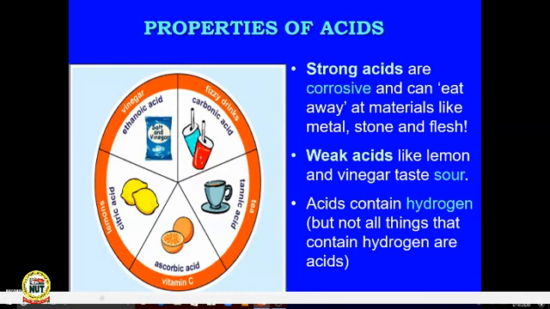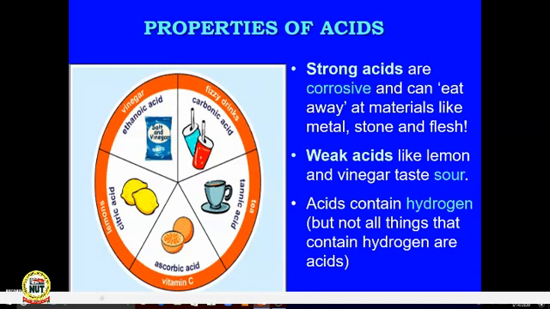There are basically two types of acids that we know: strong acids and weak acids. And there are characteristics, properties that you can use to differentiate each of them. Strong acids are corrosive, meaning they can burn your skin, they can burn wood or whatever. They can eat away at materials like metal, stone, and flesh. That shows that they are very strong. And their pH value is usually between 1 to 3 or 4 or thereabout.